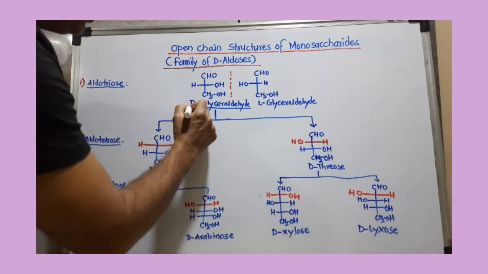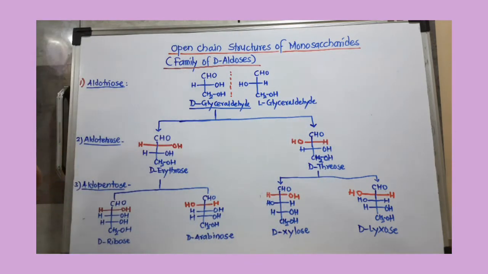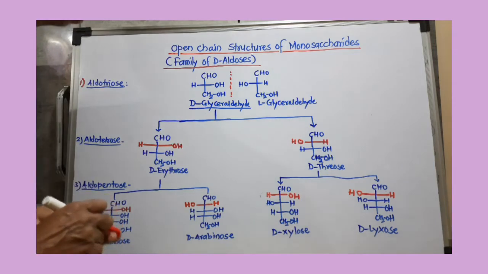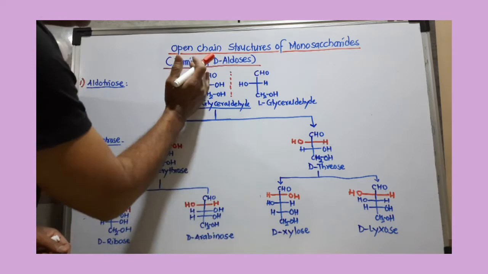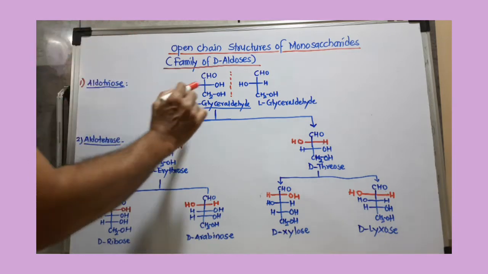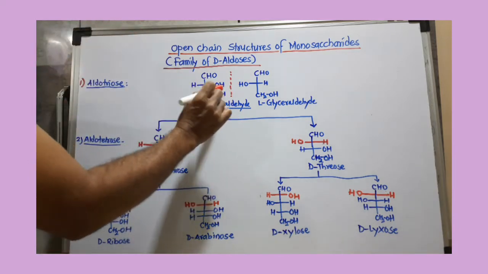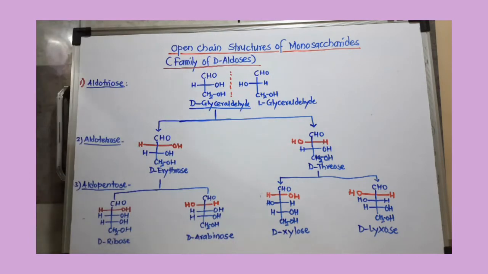Similarly, if you know D monosaccharides, you can easily draw the structure of L monosaccharides. So you need not remember this. This is the mirror image. L means the mirror image of the first one. So I hope you understood what I am saying here. If you know the structure of D-glyceraldehyde, you are going to draw the structures of all monosaccharides.